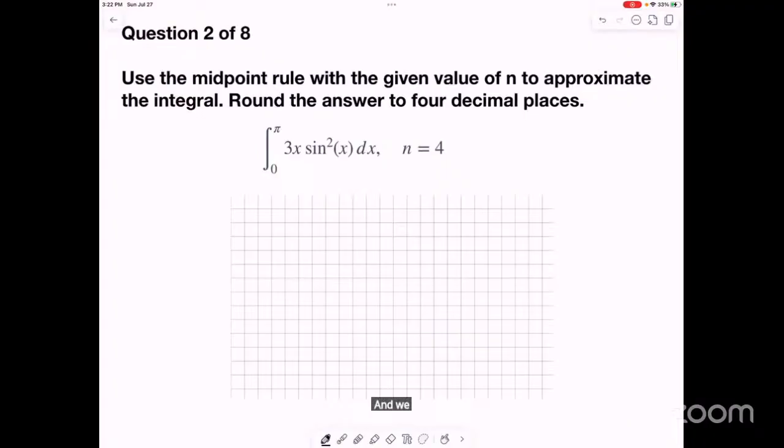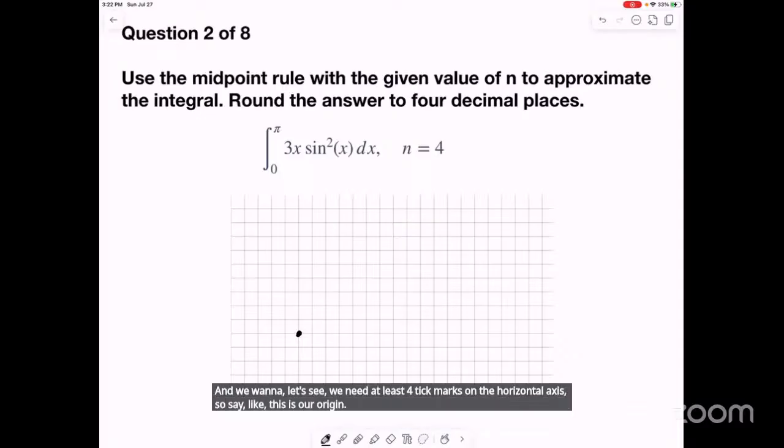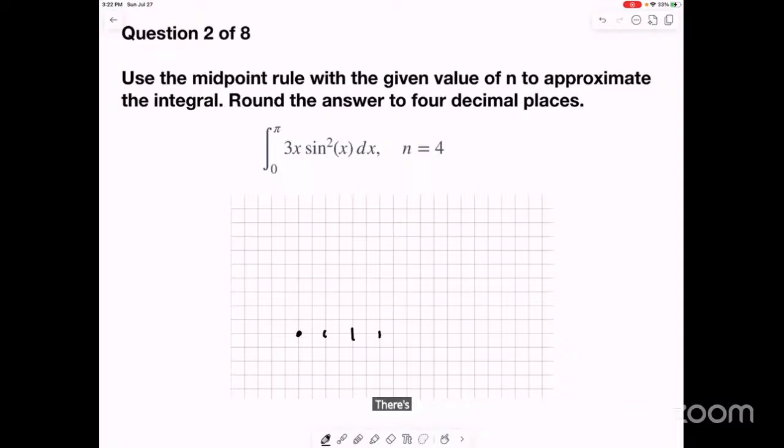And we want to, let's see, we need at least 4 tick marks on the horizontal axis. So say this is our origin. There's a 1, 2, 3, and 4 is there. Okay. So we'll let this be our positive x in this direction. We'll come back and do some tick marks for y in just a moment.